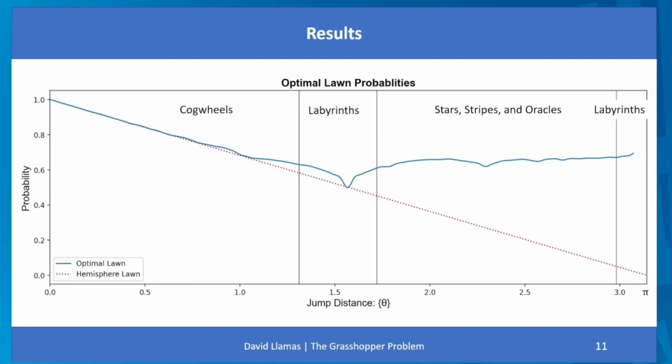And so we can plot our results, like how well the optimal wand performs compared to the hemispherical wand, as well as just delineate where these regimes are. So we start off here with the low jump angles pretty close to the hemispherical wand with cogwheels. Then we introduce the labyrinth regime as we approach this critical angle here at pi over 2. We have our stars, stripes, and oracles. And then again, we're going to keep increasing as we get into this labyrinth regime. And keep in mind, at pi, the probability is going to be 0. It's going to plummet straight down.